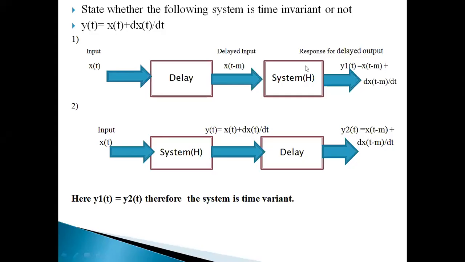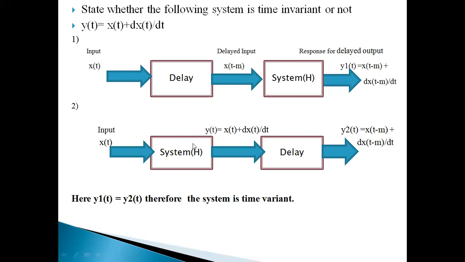Now we will see another problem. y(t) is equal to x(t) plus dx(t)/dt. So the steps will be the same. x(t) is first applied to the delay block, so it will give the delayed input, that is x(t minus m). So that x(t minus m) is applied to the system. Now we will get y1(t), and it is equal to x(t minus m) plus dx(t minus m)/dt. This equation we have got from the problem which is given.